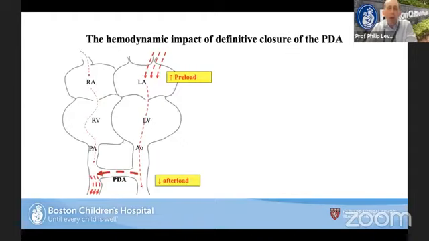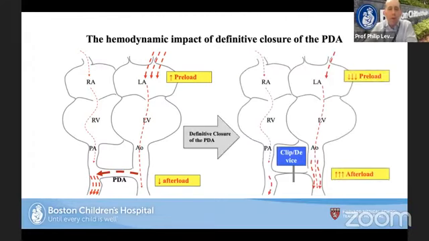Now, we all know that when you're beyond the point where you want to augment closure, it all goes back to preload and afterload. So here is a nice picture where blood is leaving the left ventricle and going into the lungs, left to right, systemic to pulmonary shunt, and you have all the blood coming back into the left atrium. So the preload is high and less blood goes out to the body. So the afterload is low because the body lowers its diastolic blood pressure because it wants more of the blood. It's not fair that the lungs get everything. Then you go for definitive closure.